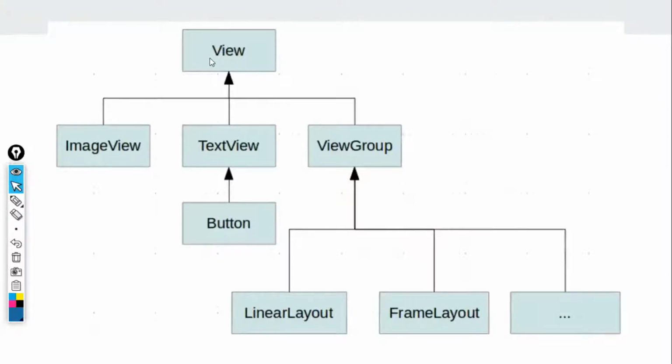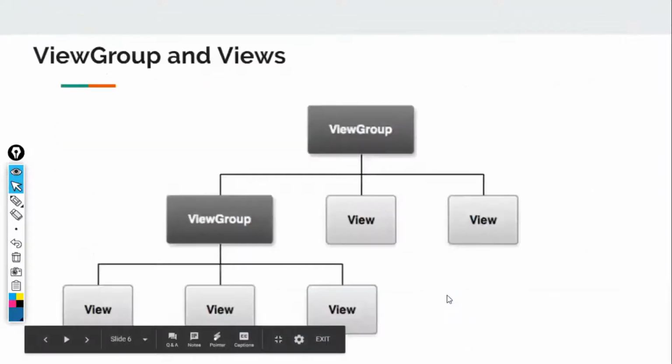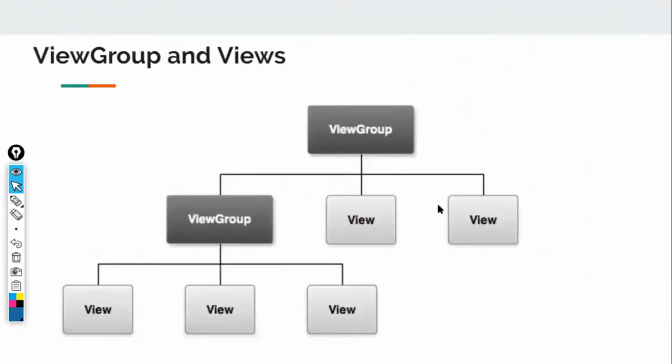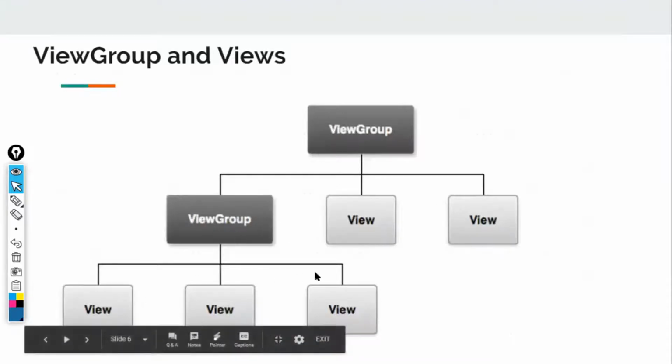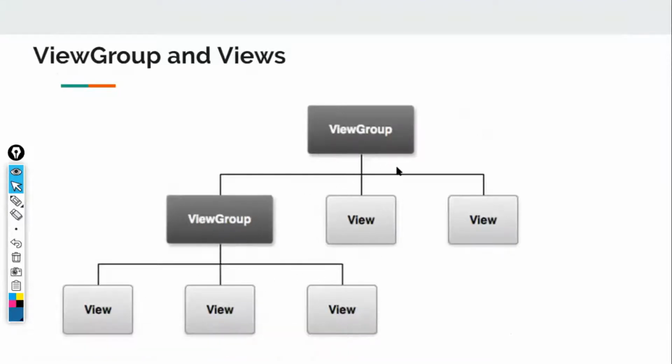There's something called view, and inside view, you can have image view, text view. These are views. Then we have view group. So linear layout is there, frame layout is there. Just look at this one. Inside view group, we can have multiple views, but inside view, you cannot have more views.